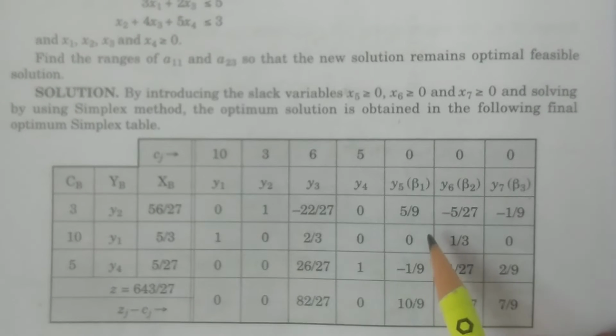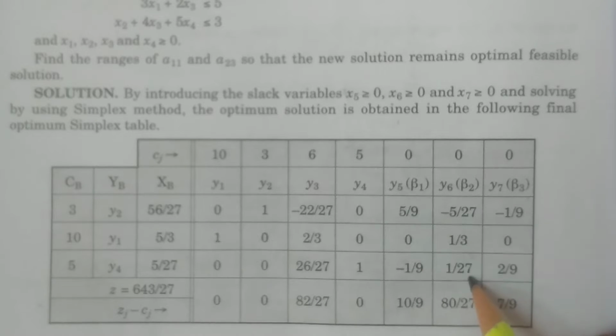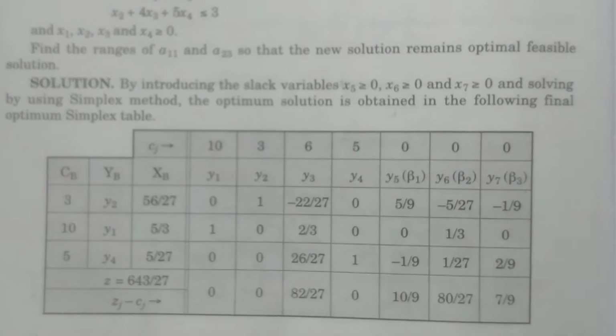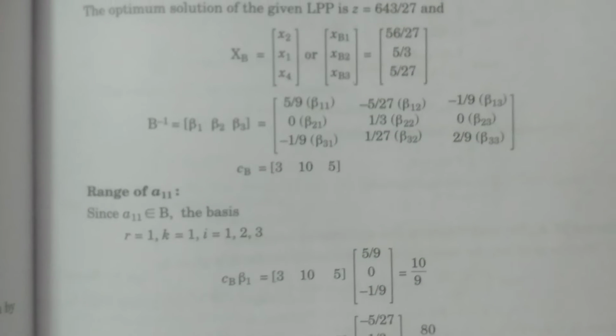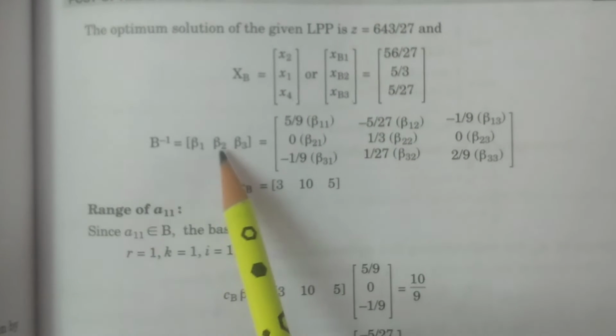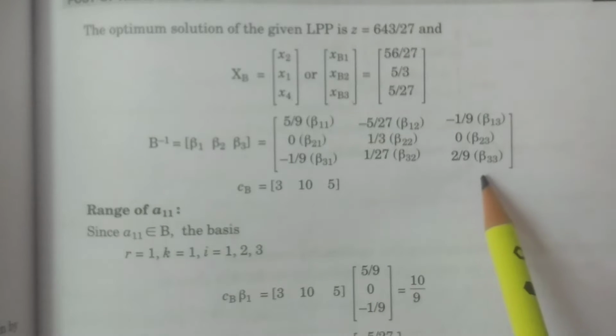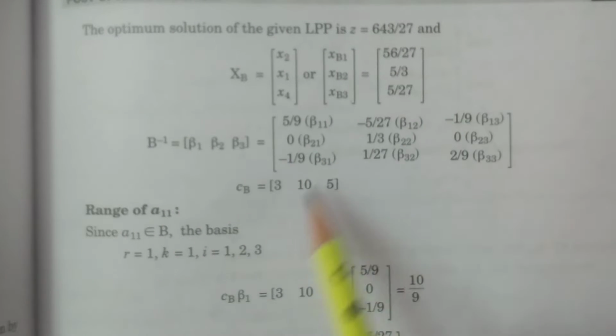Beta 1, beta 2, beta 3 are the column vectors of B inverse: 5 by 9, 0, minus 1 by 9; minus 5 by 27, 1 by 3, 1 by 27; minus 1 by 9, 0, 2 by 9. So these are the values of beta 1, beta 2, beta 3, that we have considered here. We should be very careful about the solution: B inverse is beta 1, beta 2, beta 3, the column vectors. I have written the values as well, beta 1 1, 1 2, 1 3, etc.